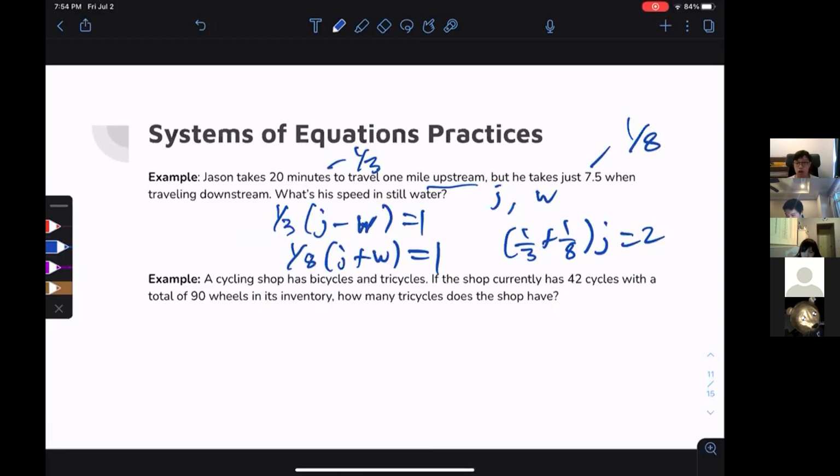Oops, so yeah, this is not right. Let me just check what I did wrong here. So these equations are right, but you can't just add them like that because they're different.